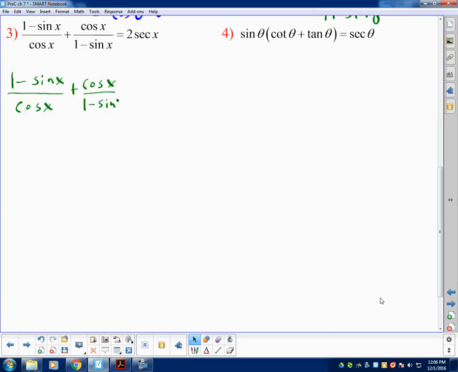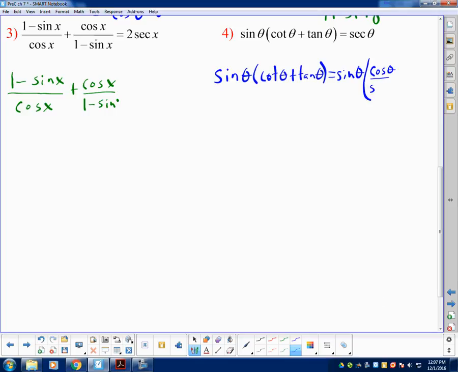All right, so on number 4, we're going to start with the left-hand side, definitely the more complicated side. And the first thing I'm going to do is rewrite cotangent theta as cosine theta over sine theta. And I'm going to rewrite tangent theta as sine theta over cosine theta.